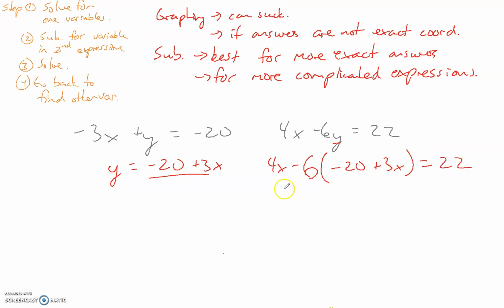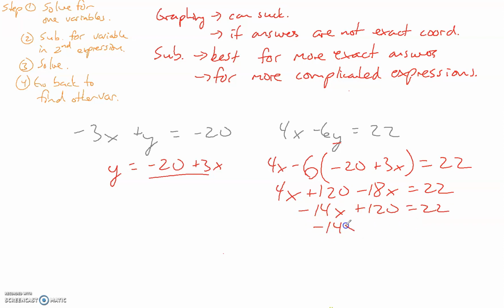Okay, let's simplify here. So I've got 4x plus 120, take away 18x is equal to 22. Combine like terms, I've got 4x, take away 18x, it's going to be -14x plus 120 is equal to 22. Subtract 120 from both sides, so -14x. We've got 22, take away 120 would leave me with -98. And then I just have to divide by -14 on both sides, and that would give me x is equal to 7. So my x value would be 7.